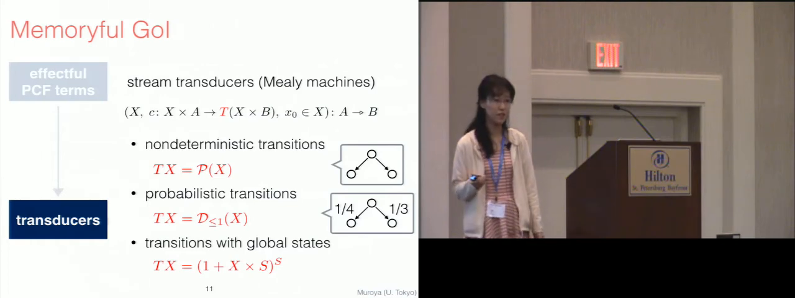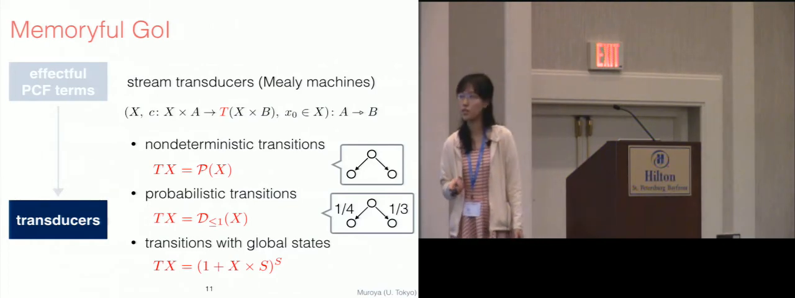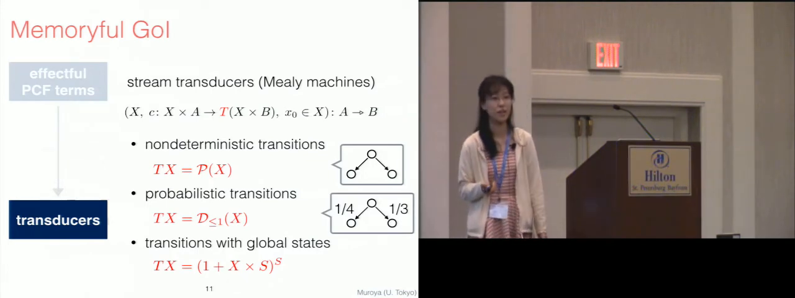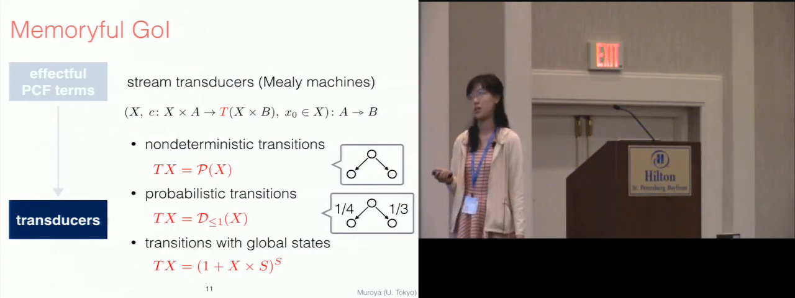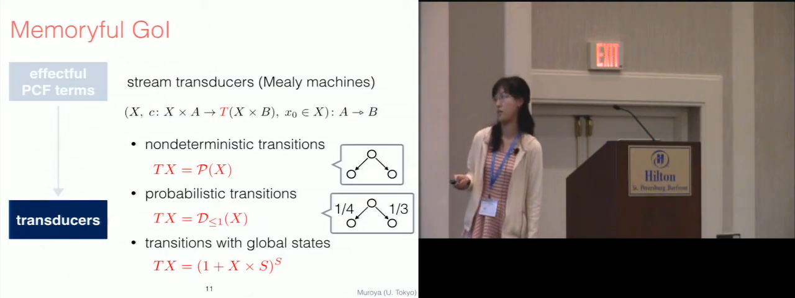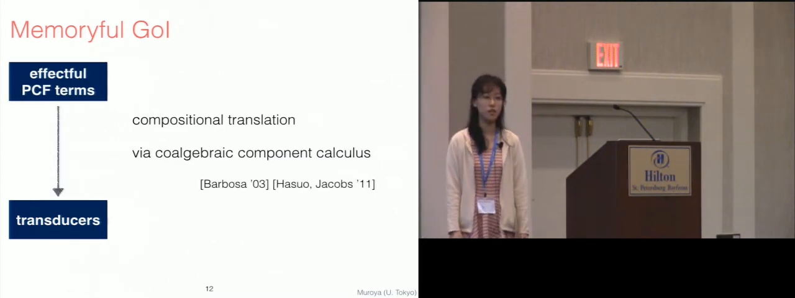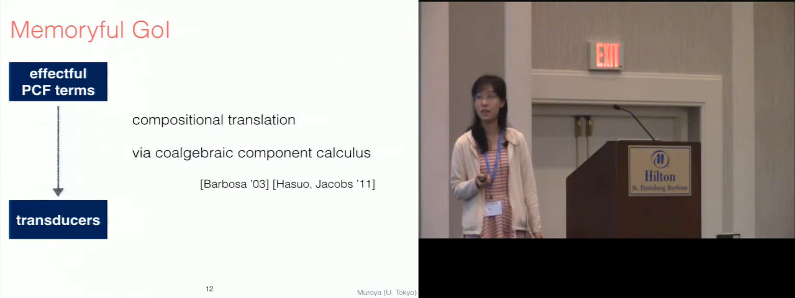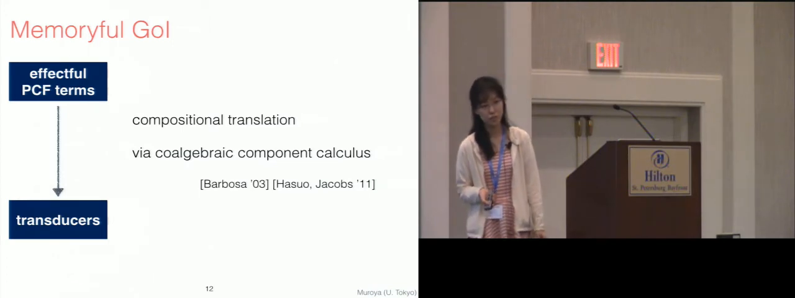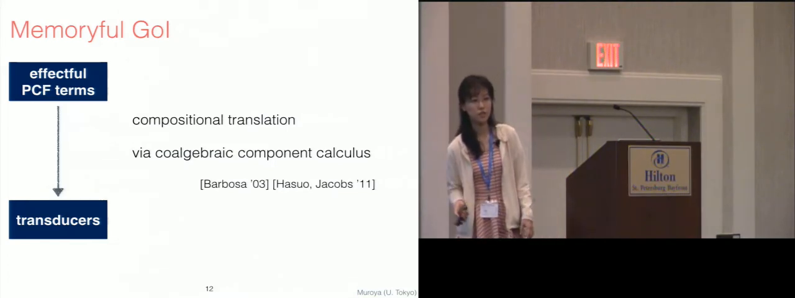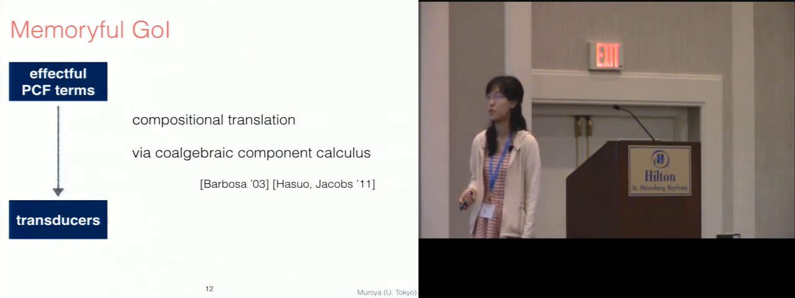Here we use a monad T to model various computational effects. For example, if we take the power set monad, the state transition can be non-deterministic. And similarly, if we take the sub-distribution monad, the transition can be probabilistic. And transitions with global states can be modeled by using this type of monad. So we'd like to define a translation of these terms to transducers. And the translation is defined by means of a coalgebraic component calculus. I mean, we define a set of constructions of transducers, and use them to define a translation.